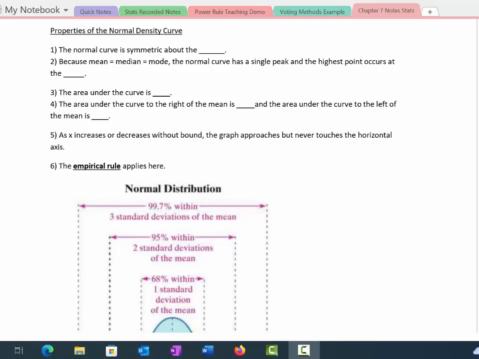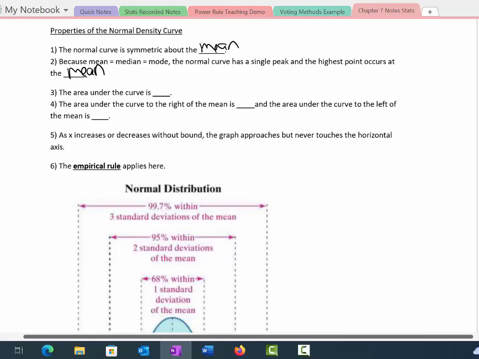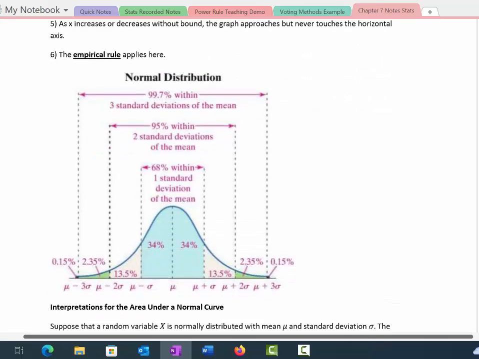Okay, so properties of the normal density curve. The normal curve is symmetric about the mean. Because the mean is equal to the median, the normal curve has a single peak, and the highest point occurs at the mean. The area under the curve is 1. The area under the curve to the right of the mean is half, and the area under the curve to the left of the mean is a half because it's symmetric. As x increases or decreases without bound, the graph approaches but never touches the horizontal axis. The empirical rule applies here.